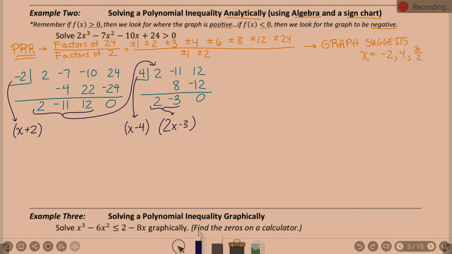Okay, we're going to do like what we did back on part 1. So, let's see. Our original function, I'm just going to write it out, was 2x cubed minus 7x squared minus 10x plus 24. But now, guess what that is? That now in factored form is x plus 2, x minus 4, and 2x minus 3. We can use that to do our testing.